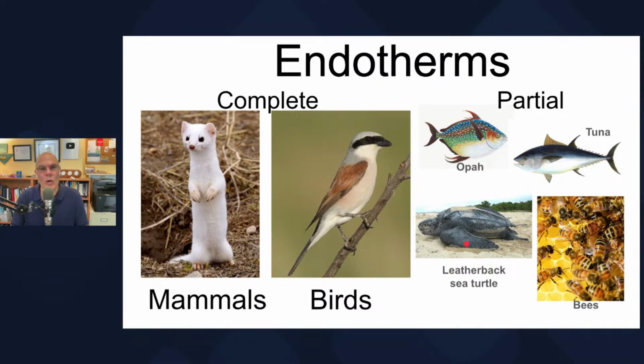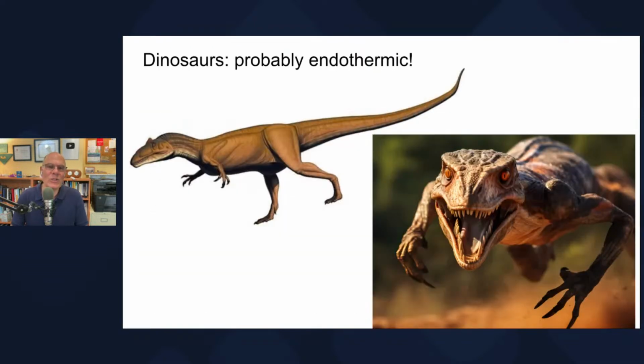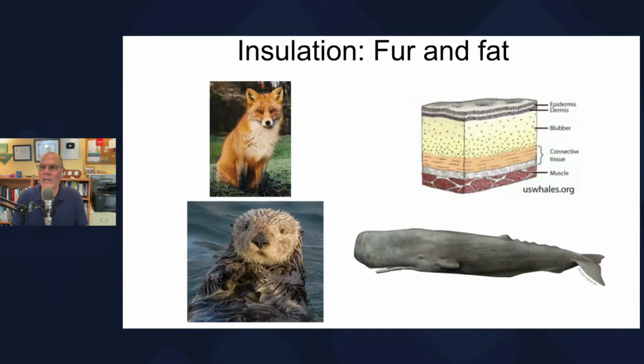Leatherback sea turtles are also partially capable of regulating their temperature, and somewhat astonishingly, bees are as well. Bees can beat their wings without flying. They can also do a sort of collective shivering within the hive, and that can significantly raise or cool the temperature of a beehive. Dinosaurs, for those of you who are interested in dinosaurs, as I am, were probably endothermic. And we'll see that they have some adaptations, including feathers, that were for insulation that help them keep their body temperature within a narrow range.